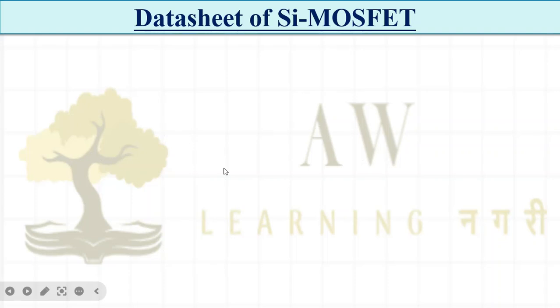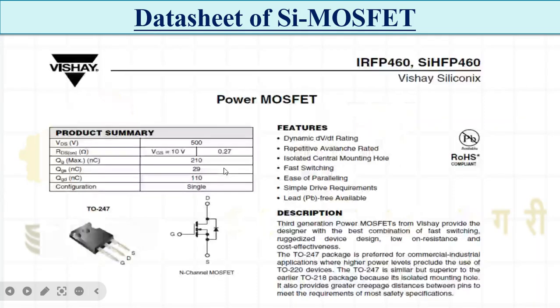So now we will see the data sheet of a silicon MOSFET. Firstly we will see the data sheet of the silicon MOSFET, and we will compare it with the silicon carbide MOSFET. You see the device data sheet of a Vishay power MOSFET that I am just taking. What is the VDS, the drain to source voltage? It is 500 volt. So you can use this particular switch up to 500 volt. What is the RDS on state resistance? It is 0.27.